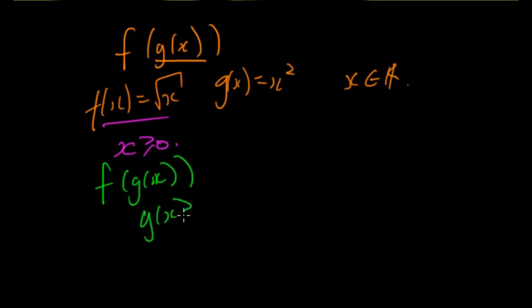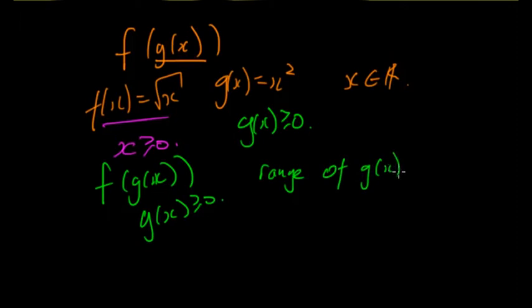So g(x) has to be greater than or equal to 0. Now that actually is the case for x squared, because g(x) is always greater than or equal to 0. So that means that that's fine. So this composite function is defined as the range of g(x) is a subset of the domain of f(x).